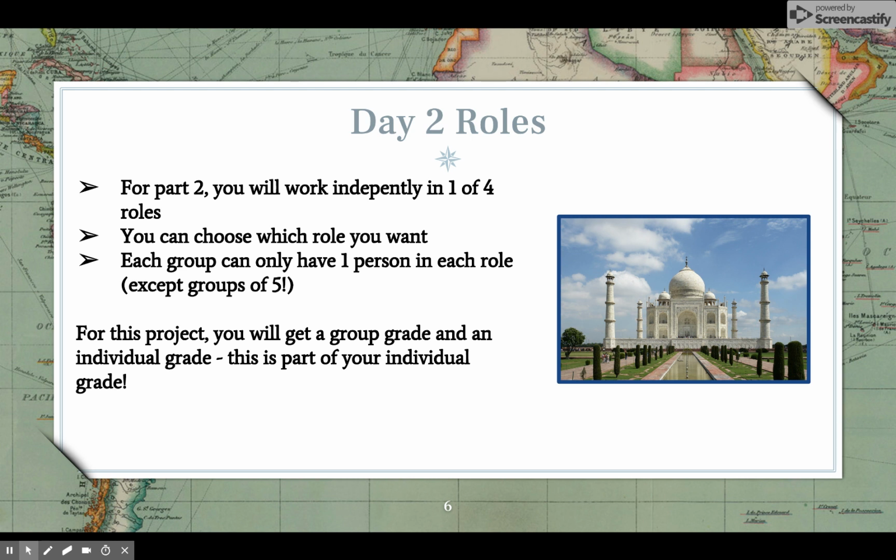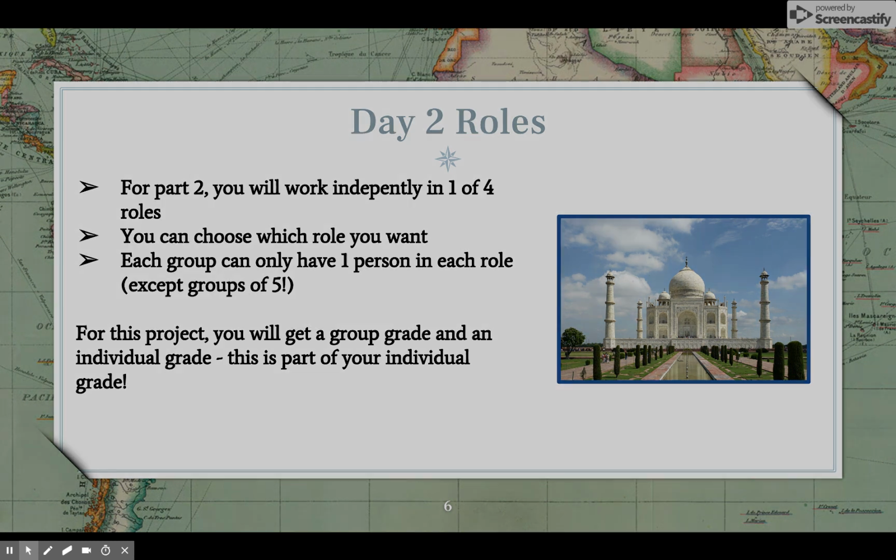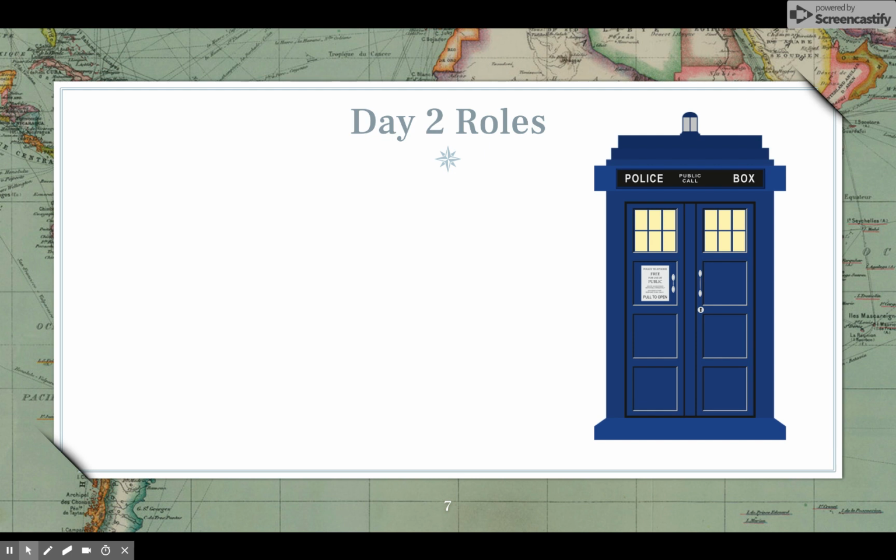Okay. All right, so let me talk about the four different roles and then I'll just kind of go over your task briefly for each one. So our day two roles are these. The first one is the artist. The artist is going to describe in detail how your wonder looks. What does it look like? What makes it beautiful? What makes it pretty? What makes it interesting? So it's all about how the thing looks.